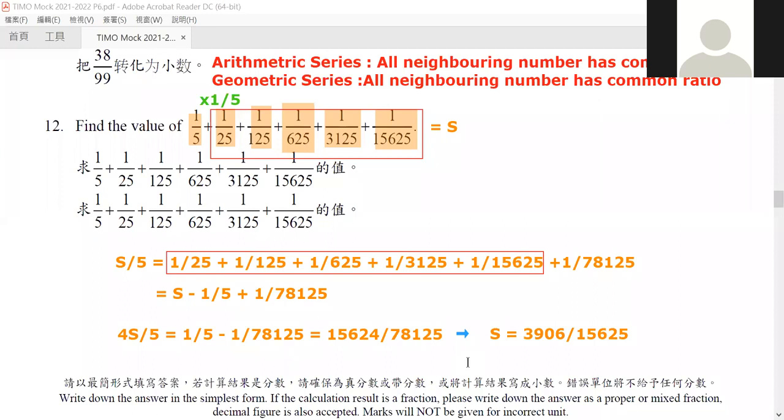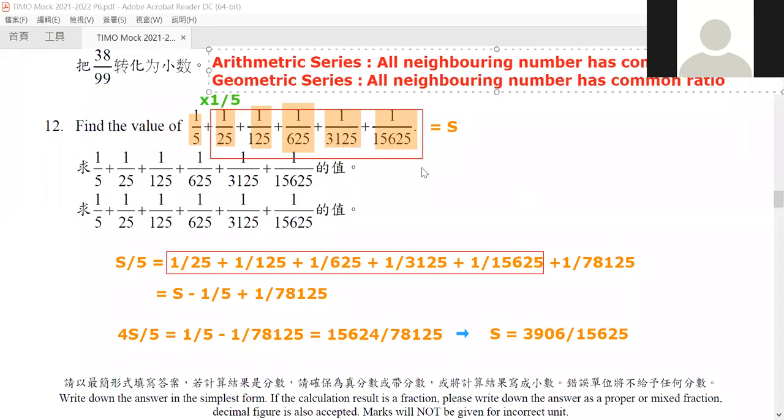I do not use the equation because I know that some of you may not be very familiar with the geometric series. But because all neighboring numbers have the common ratio, we can immediately multiply by the common ratio and instead shift the terms. This is one of the ways for you to compute the sum of it. Now, this technique itself is very useful. Okay.